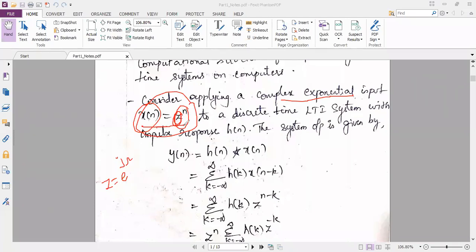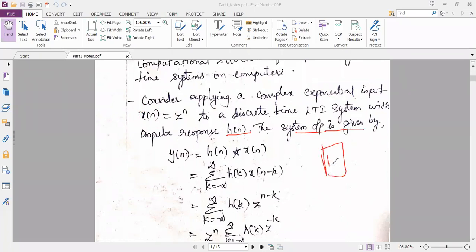So this equation says that my input is a complex exponential. I am applying the signal x of n to a discrete time LTI system. You know what is LTI? Linear time invariant system with the impulse response h of n. Then the output of the system is given by, so you know you have a system here. The system is having impulse response h of n, and I want the output y of n.